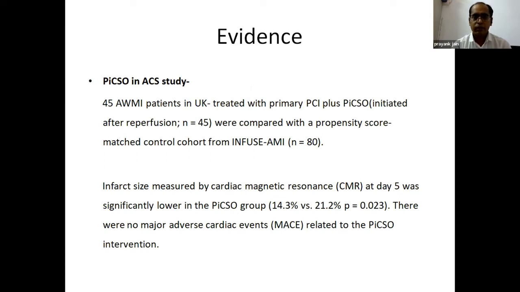Now, another evidence for this is in the Pixo in ACS study, in which 45 anterior wall MI patients in the UK treated with primary PCI plus Pixo were compared with a propensity score matched control cohort from the Infuse AMI trial. In the Infuse AMI trial, the number of patients was 80. In Pixo ACS, the number of patients was 45. Infarct size was measured by cardiac magnetic resonance imaging. Infarct size measured by CMR at day 5 was significantly smaller in the Pixo group, and there were no major adverse cardiovascular events related to the Pixo intervention as such. So this intervention was safe and was effective in reducing the infarct size.